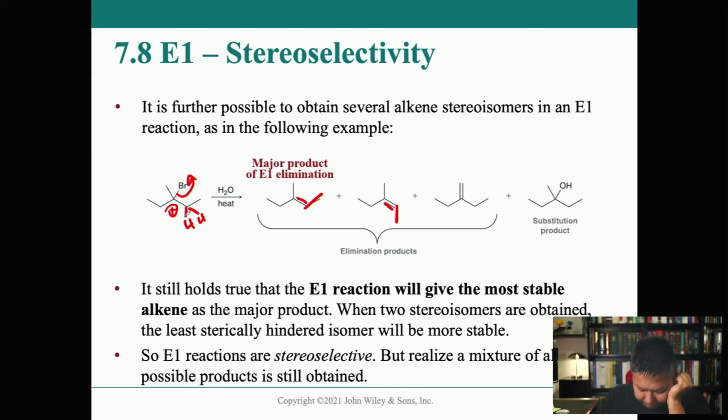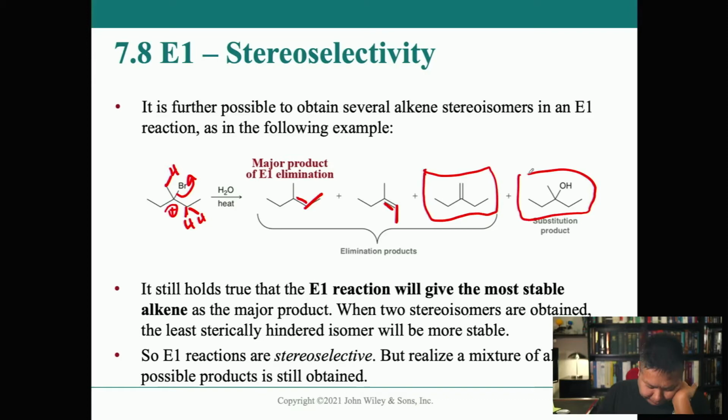You can also pull off the proton from up here, right? And then that would give you this one. Okay, and then again we have our substitution product. Okay, there are also protons over here that you can pull off that will yield you those and that. Okay, so it still holds true that an E1 reaction will give the most stable alkene as a major product.